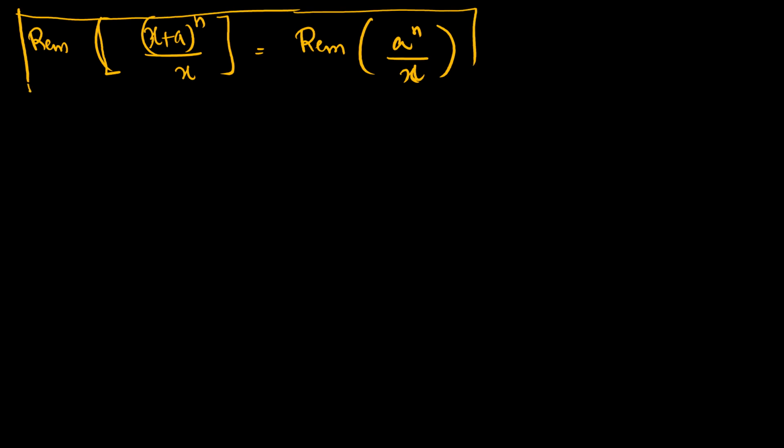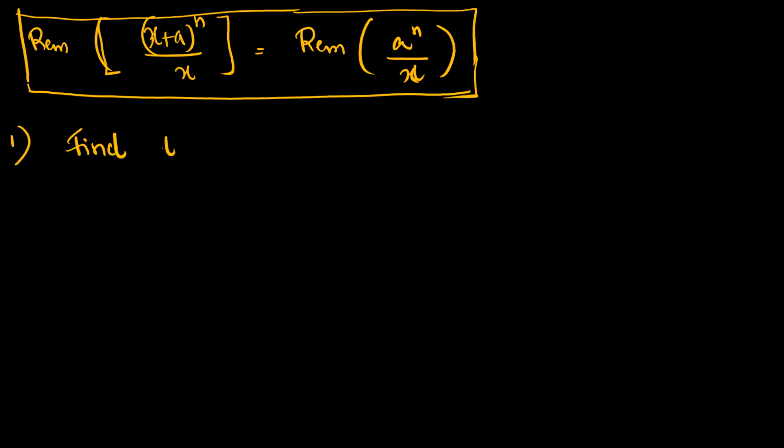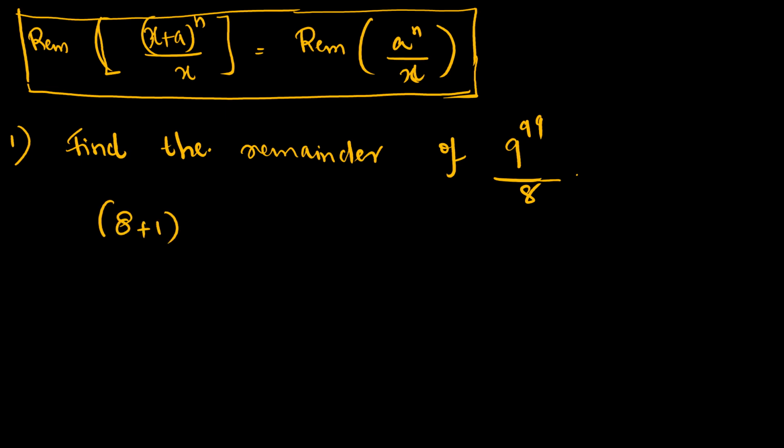So we'll see an example, that is, find the remainder of 9 whole raised to 99 divided by 8. So what you have to do here, write 9 in terms of 8. Okay, that is 8 plus 1 whole raised to 99 divided by 8. Okay, write this 9 in terms of this denominator.